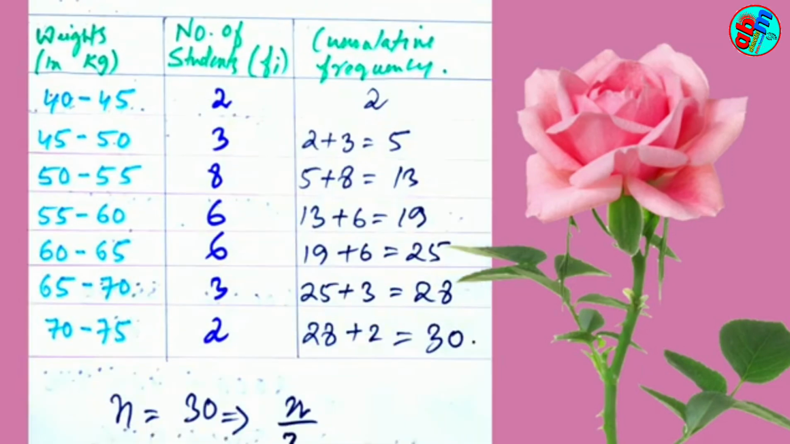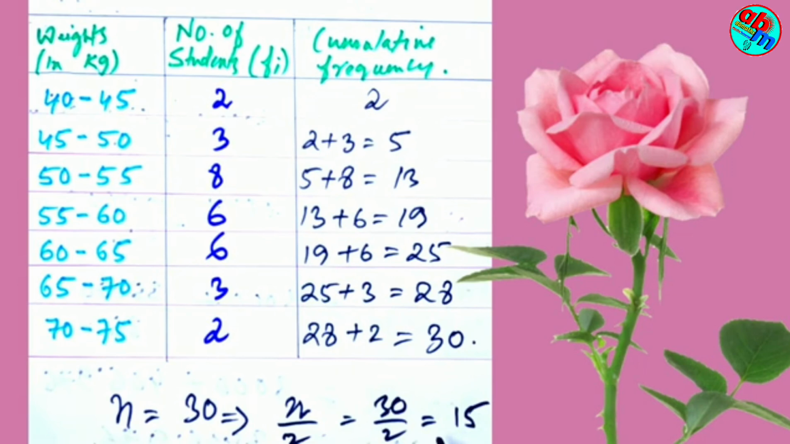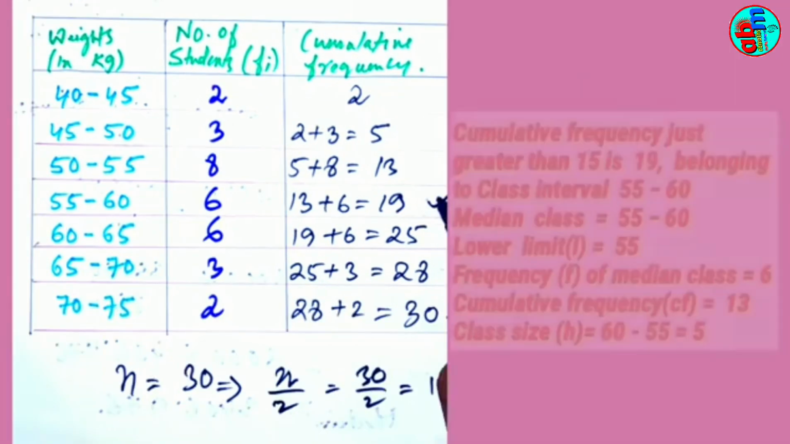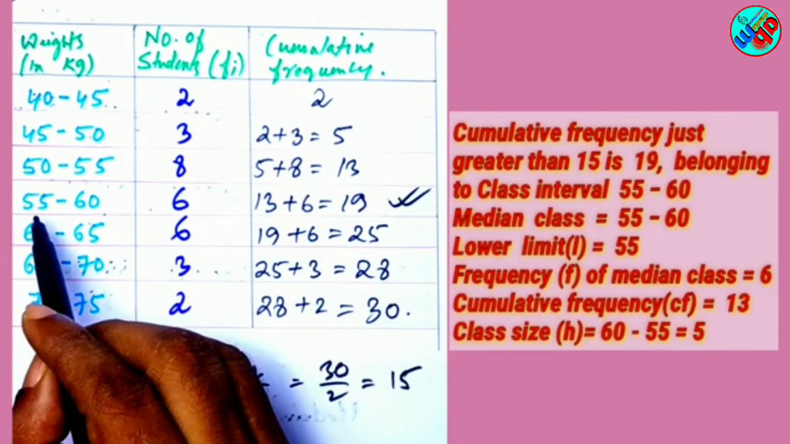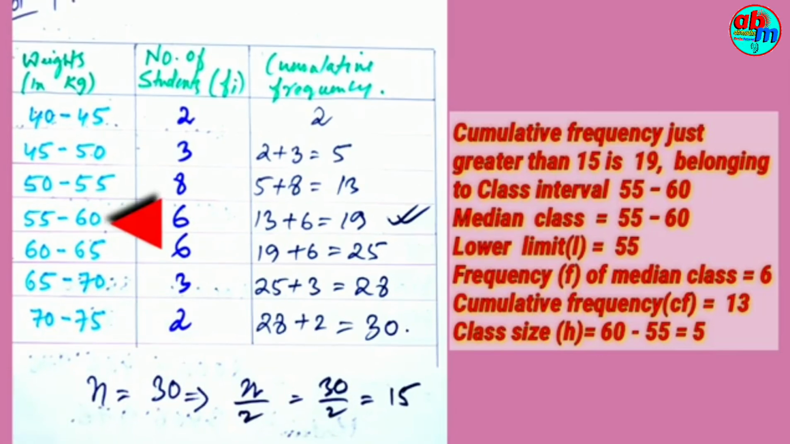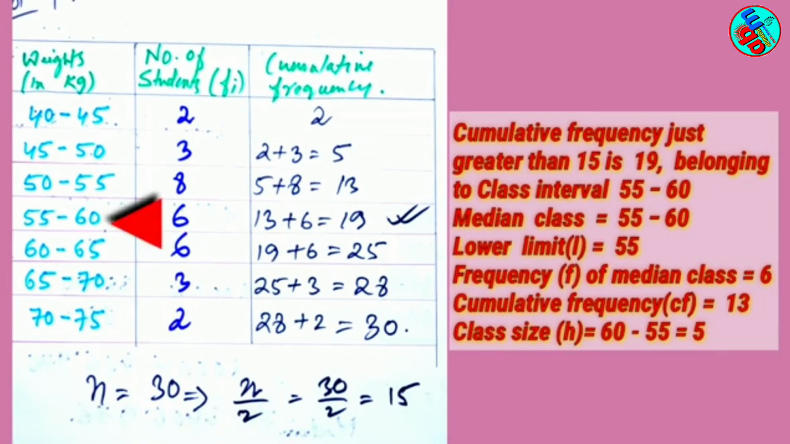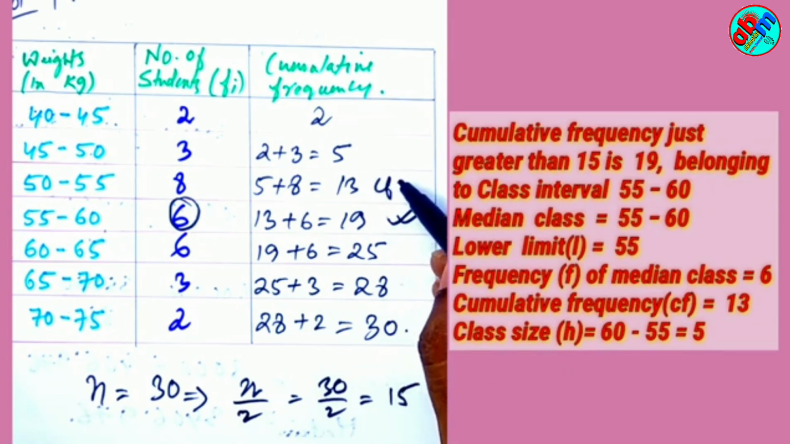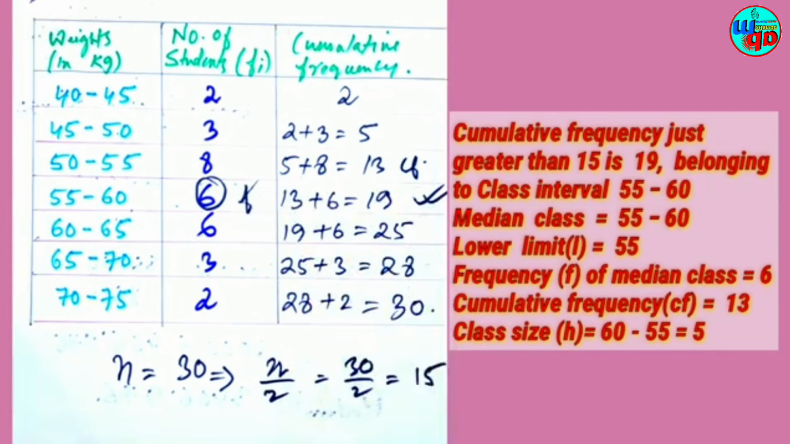So this implies n by 2 is equal to 30 by 2, which is 15. Cumulative frequency just greater than 15 is 19, belonging to the class interval 55 to 60. Therefore the median class is 55 to 60. Here the lower limit is 55, frequency is 6, and the cumulative frequency of the class preceding the median class is 13. This is our cumulative frequency CF. Class size h is 60 minus 55.